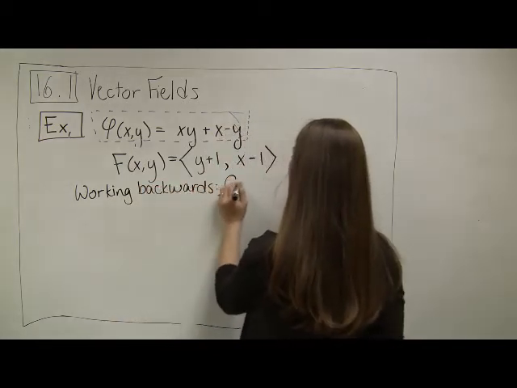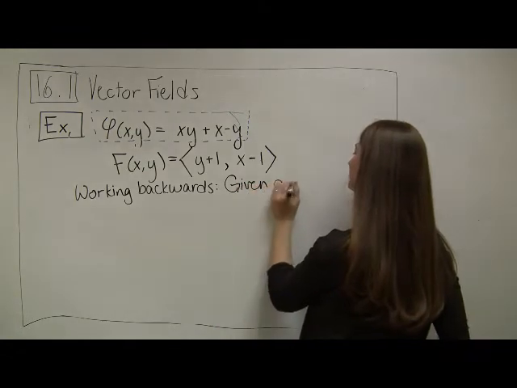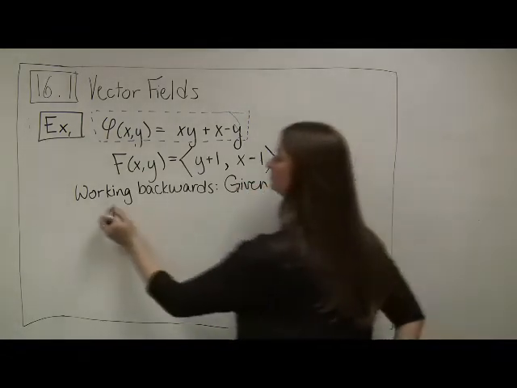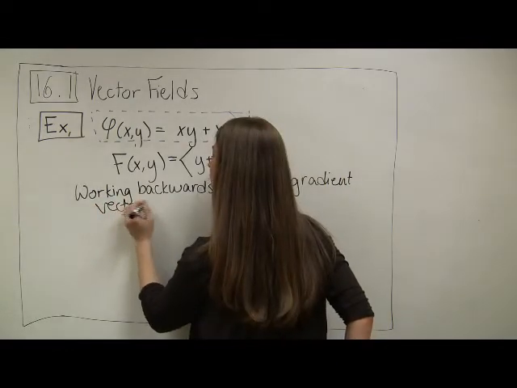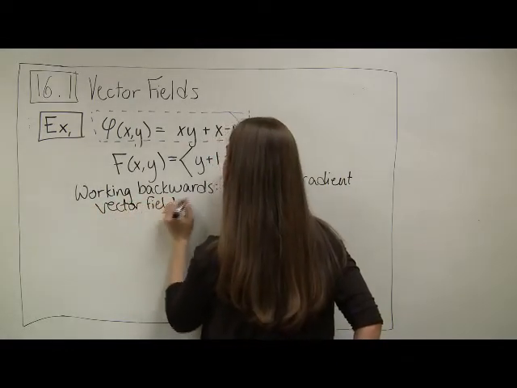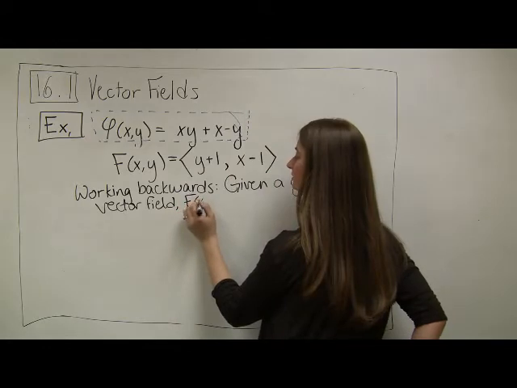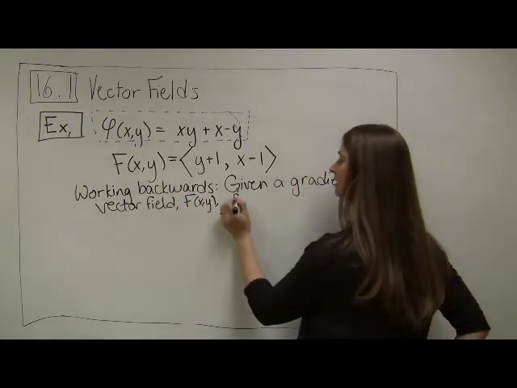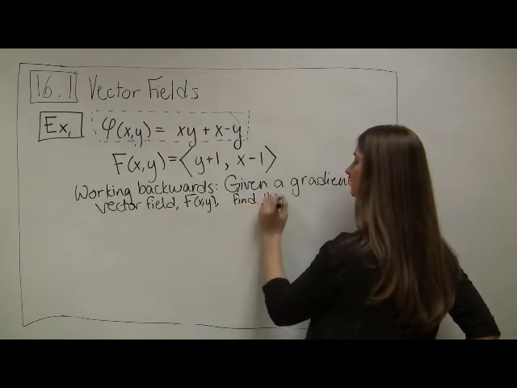I mean, given a gradient vector field, and typically we're going to call those capital F. Let's say we have this gradient vector field F. Find the potential function.